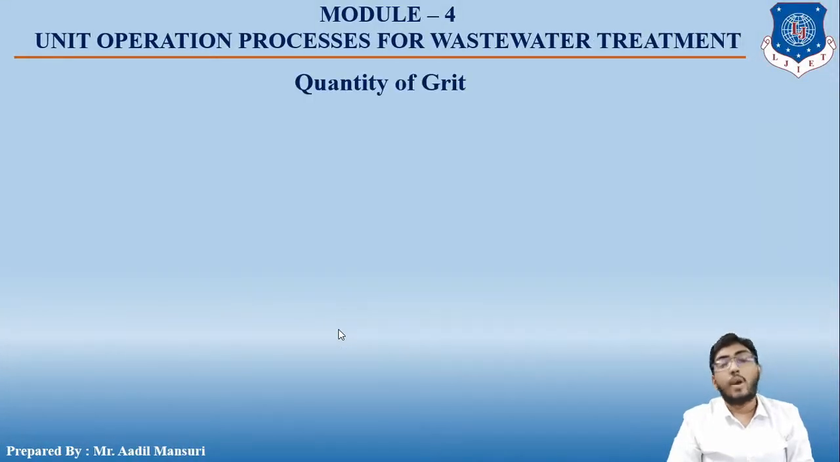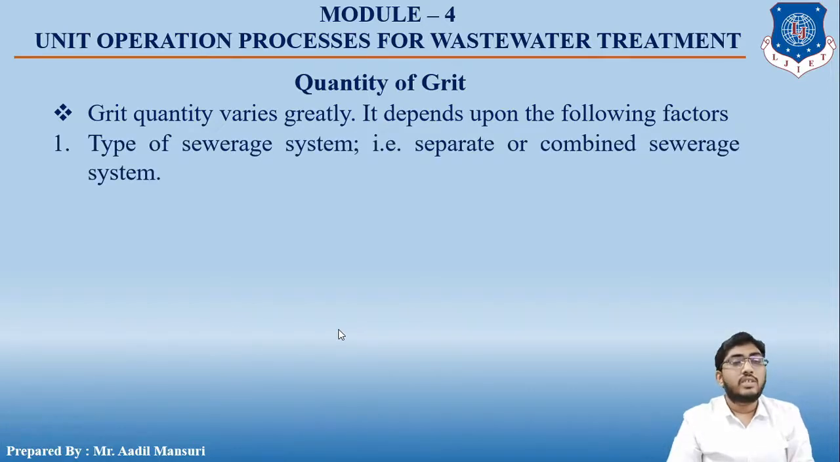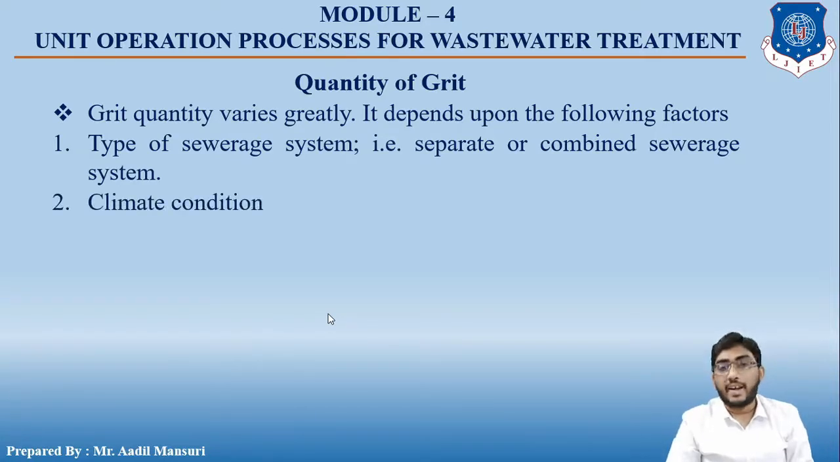Next is quantity of grit. So grit quantity actually varies greatly, right, and it depends on various factors such as the type of sewerage system, that is whether it is a separate or the combined sewerage system. So if there is a separate sewerage system, then the grit collection will be less, and if it is a combined sewerage system, then the grit quantity will be more. Okay, next is climatic condition.